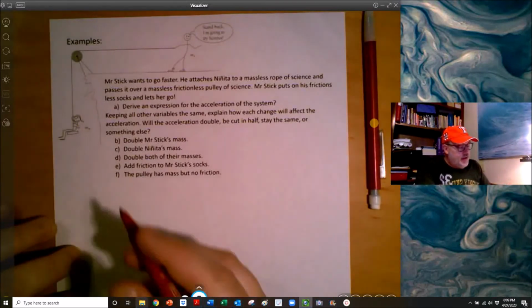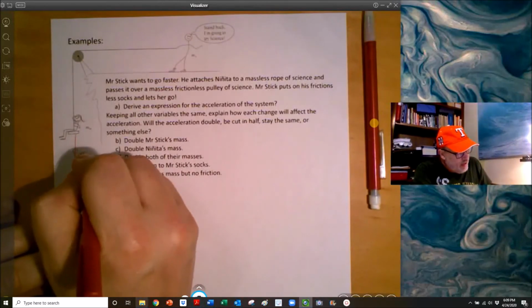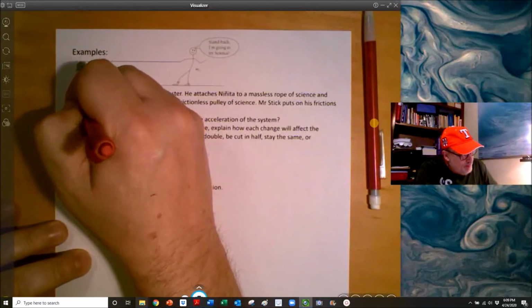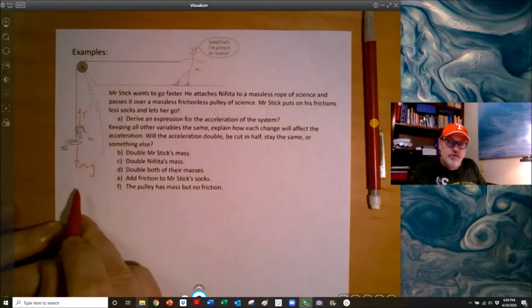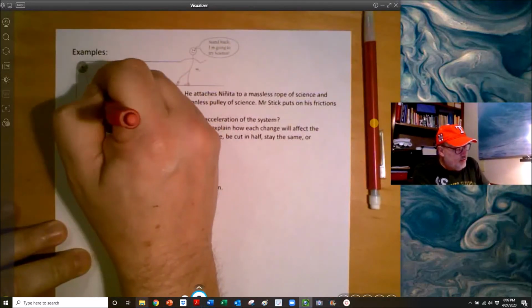So I need to draw a free body diagram. So I've got her mass down, mg. I have a tension force up, and that tension force has to be smaller than the gravity force down, because it's all going to accelerate this way.